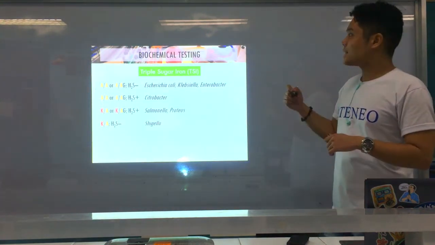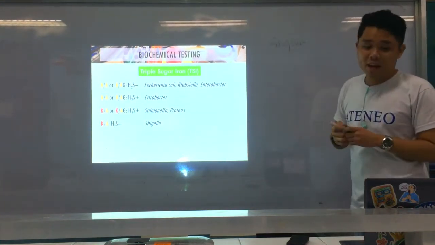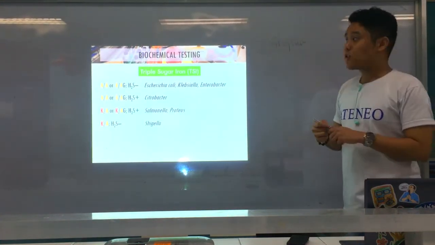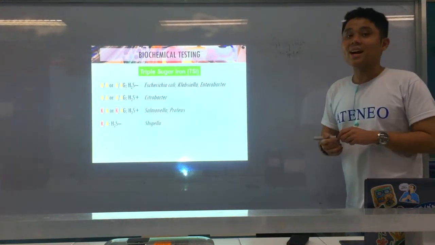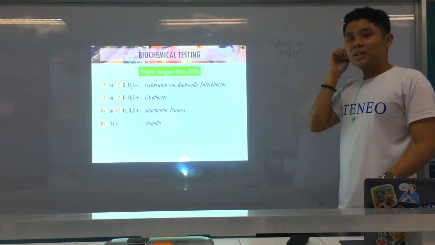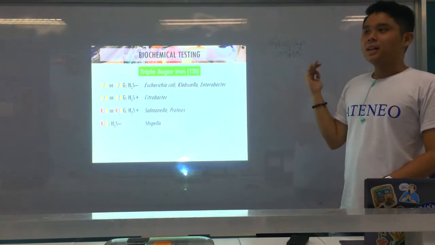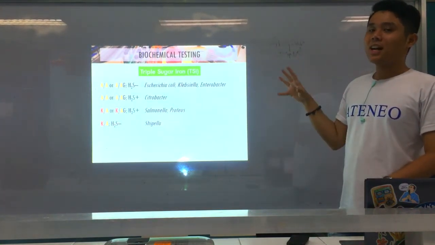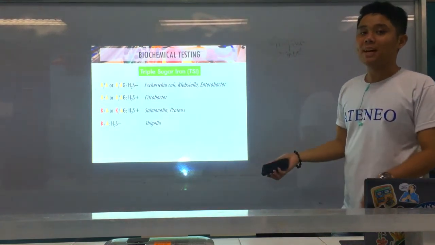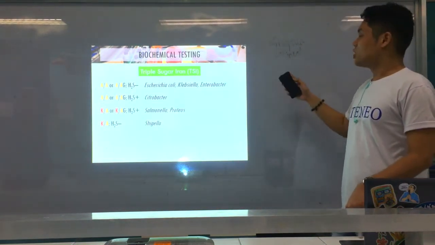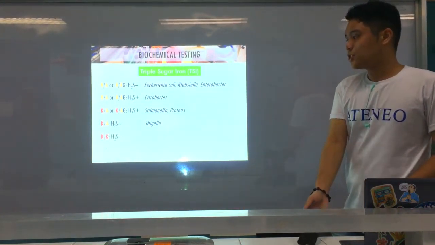K over A with H2S negative, it's your Shigella. Remember guys, Shigella is biochemically inert. Like, inert. Many of its biochemical tests are negative, if not all of them. Right? It is not motile. H2S negative. Non-lactose fermenter. Basta, Shigella is a biochemically inert bacteria. Okay? It's your Shigella.